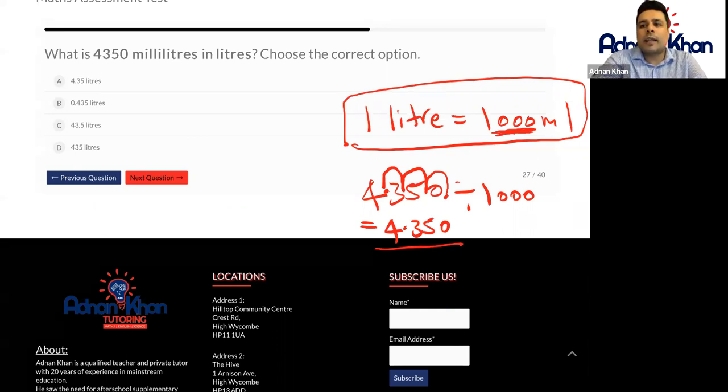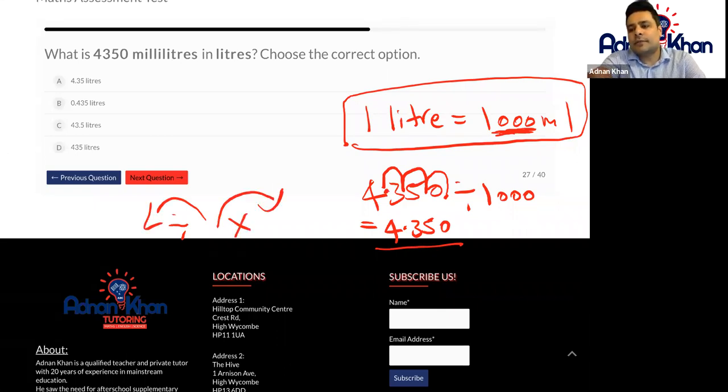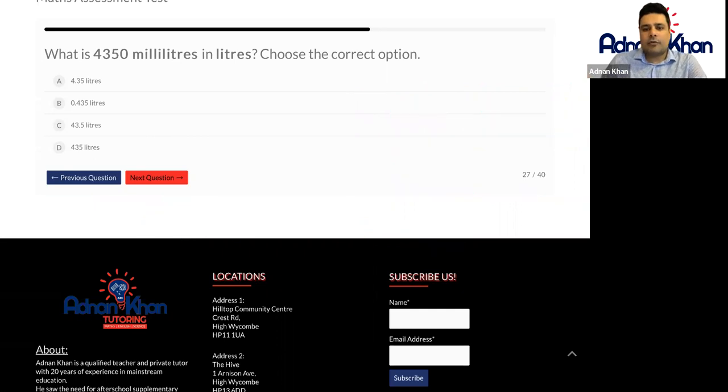Now, why are we going to the left and not the right? Because when you divide, you move to the left. When you multiply, you move the decimal to the right. Okay, so when you divide, you move to the left, and when you multiply, you move the decimal to the right. Okay, so in this case, let's go for 4.35 as our answer, which is option A.